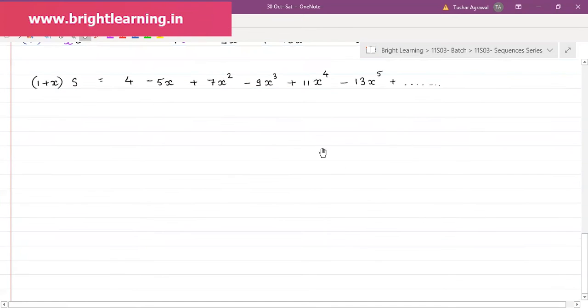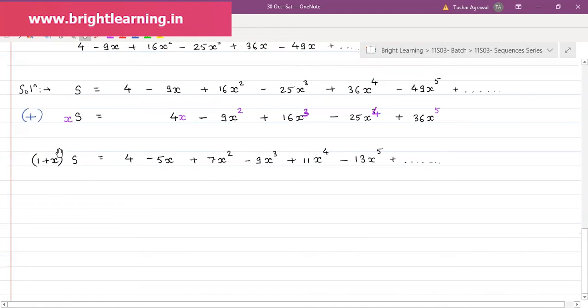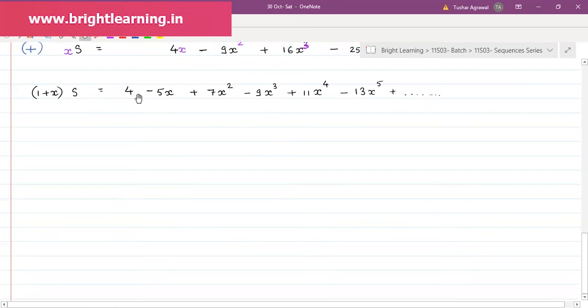So to counter that, we will again use the same concept. Don't think here that it is 1 plus x times S, since that may be bothering you. Think of it as some other variable equal to this much. So now again here's a 4. If I just write 1 plus x times S, the same concept we are using again and again: 4, 5x, 7x square, 9x cube.